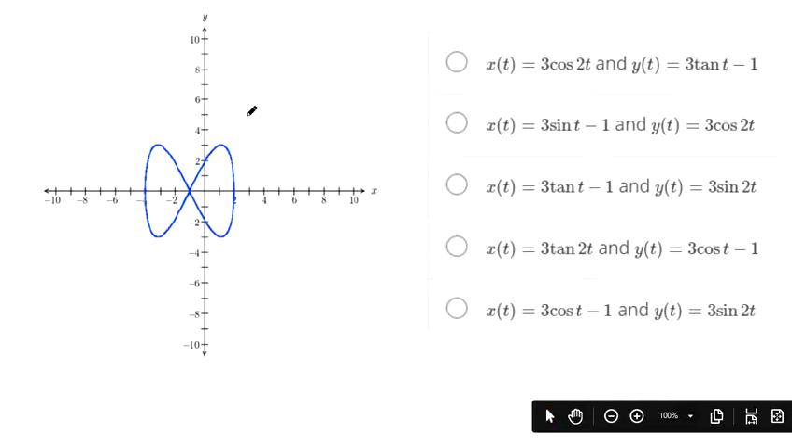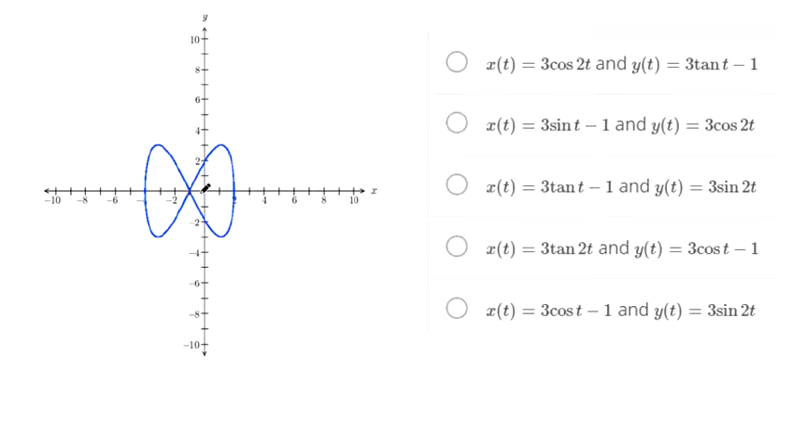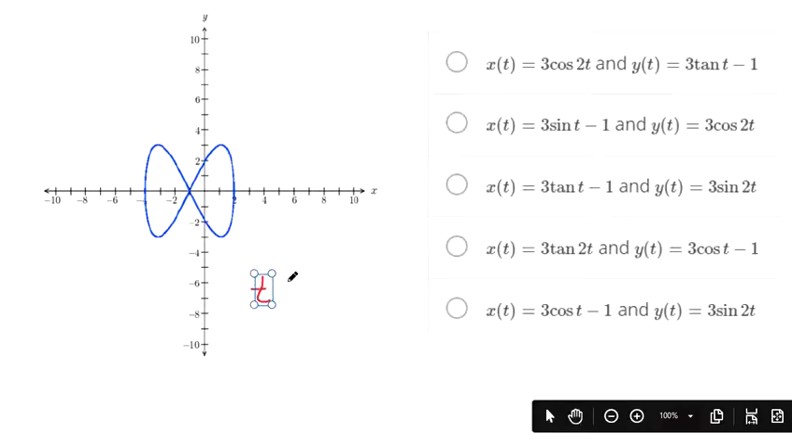We're supposed to find out which of these parametric relationships matches this graph over here. So you can do it the old-fashioned way, making a table and then seeing what x and y values result. Something that might be useful since it's trig is let's try plugging in 0, because those can be quick values that we can get.